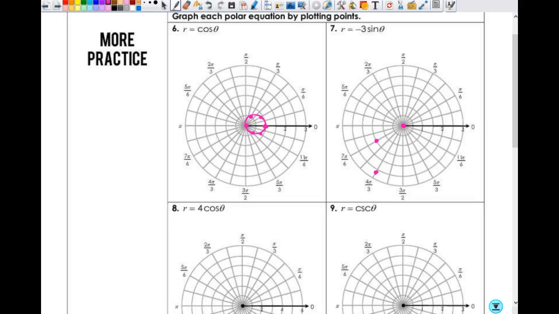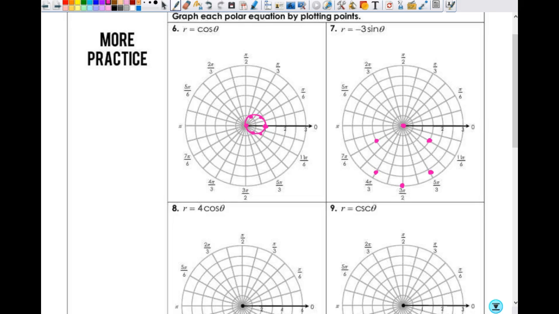Okay. Then at pi/2, what's the sine of pi/2? 1. Times -3, I'm down here at -3. Now, this is their symmetry, right? So instead of thinking about the other ones, I can use that symmetry. So here at 7pi/6, 11pi/6, I've got a point there. 4pi/3, 5pi/3 would be that right there. And then you just do your best to make it look like a circle.